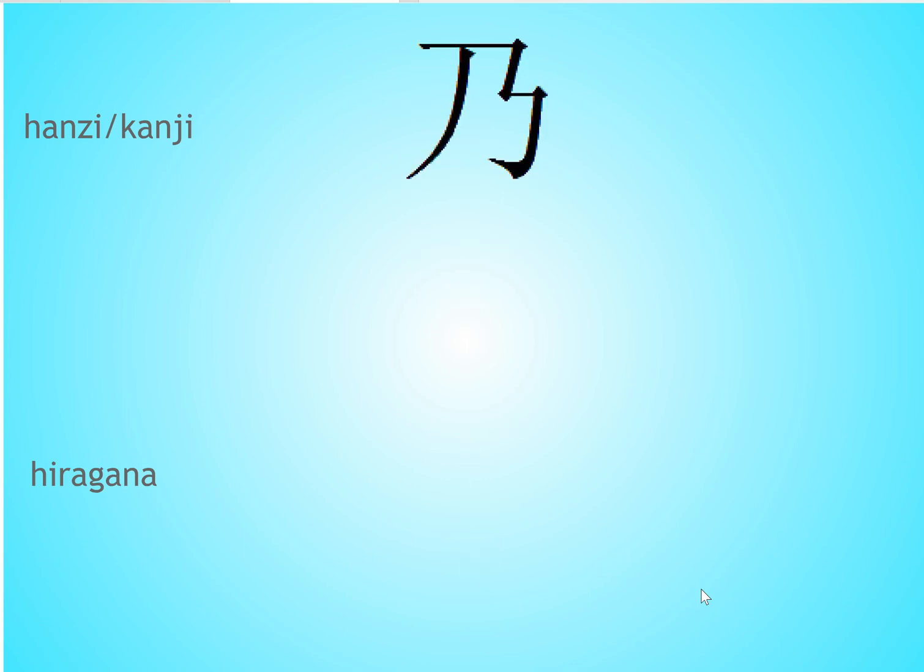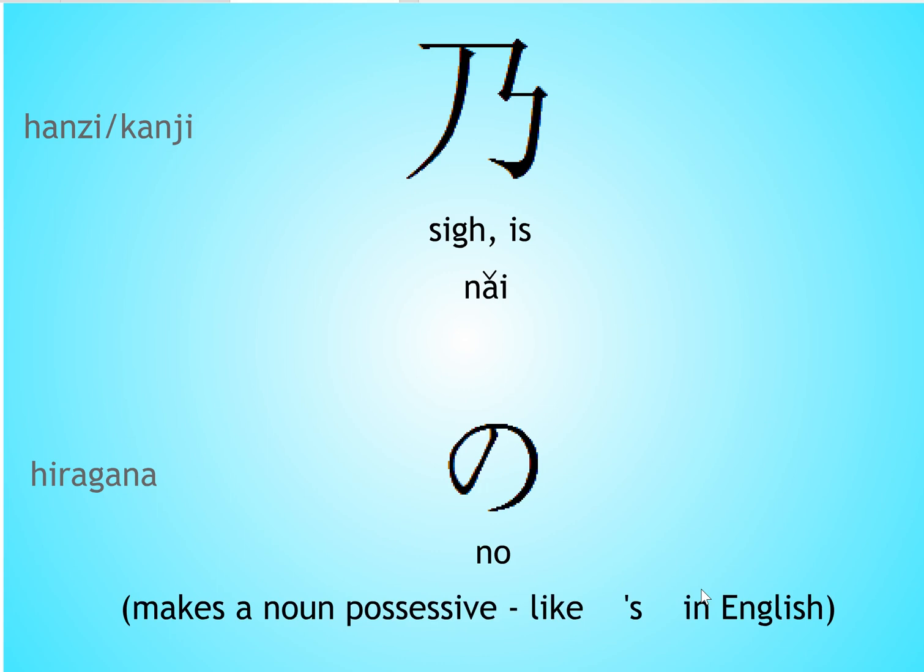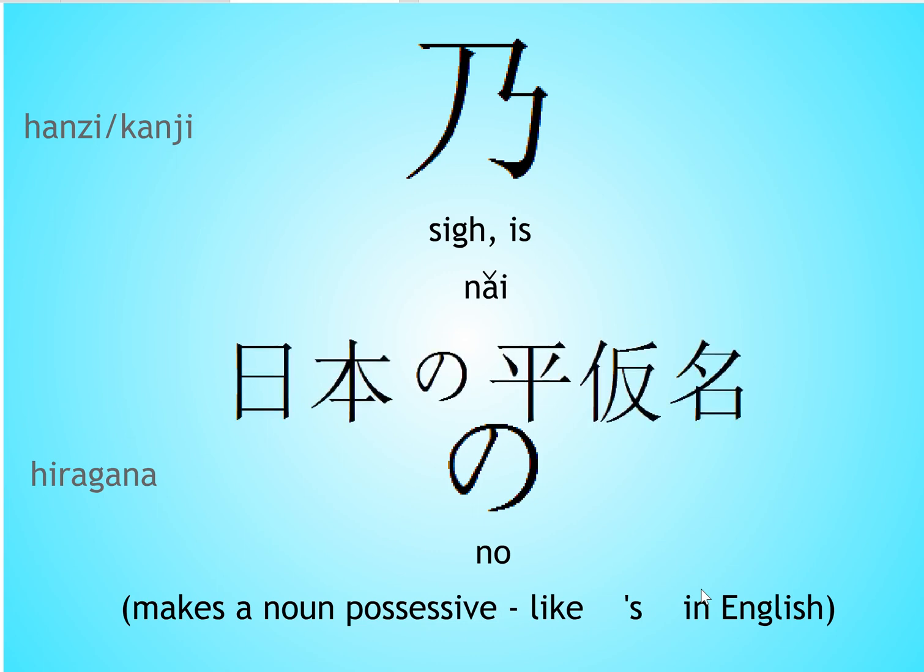And this is the character that originally showed a sai leaving the body. It's sometimes used as a word for is. It's pronounced nai in Mandarin, and it was shortened into the most recognizable of all Japanese characters. This is the hiragana character no, which makes the possessive form in Japanese. It's just like apostrophe s in English. If you want to say Japanese hiragana, you'd say Nihon no hiragana, Japan's hiragana.